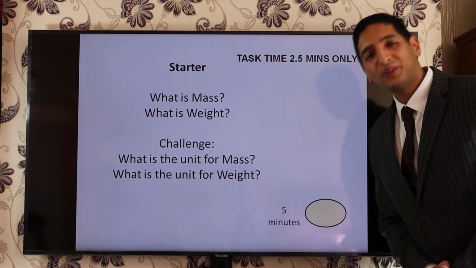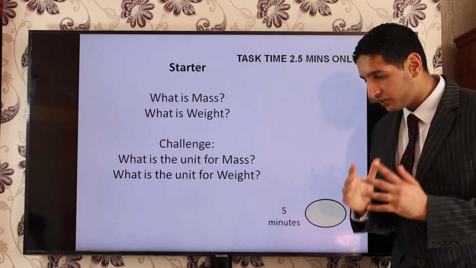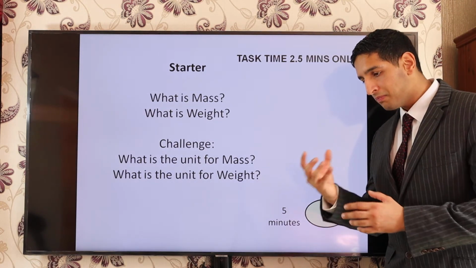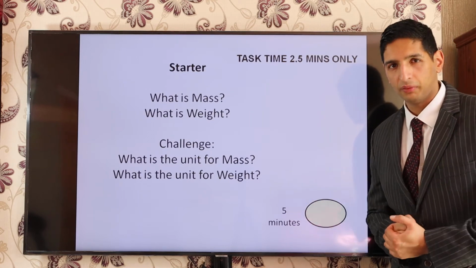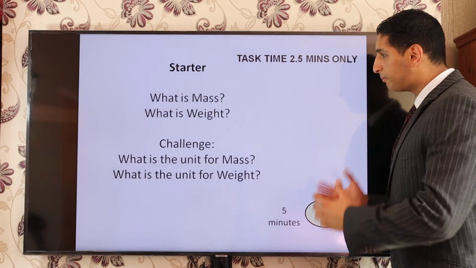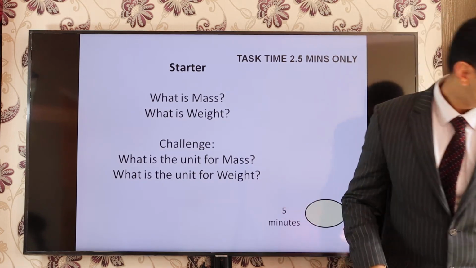Okay, welcome to the video. Ladies and gentlemen, today we're going to be learning the difference between mass and weight, and we're also going to be factoring in where gravity comes into this equation. Now, it's important to understand the difference first.